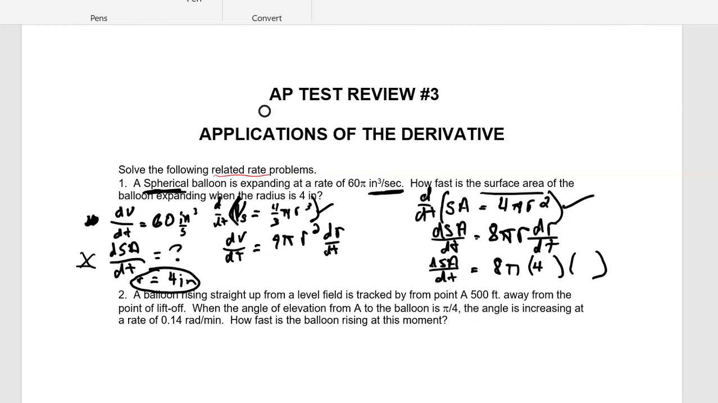dR/dt is what we're trying to solve for, but now we've created this dV/dt here, and we can then use this value to substitute in for that. So this would become 60 = 4π, our radius we know was 4 squared, and then we can solve for dR/dt.